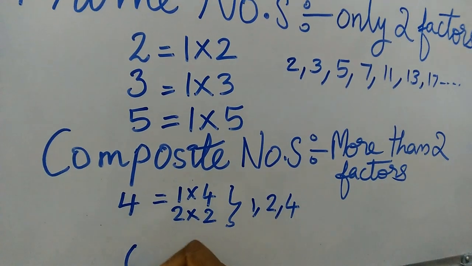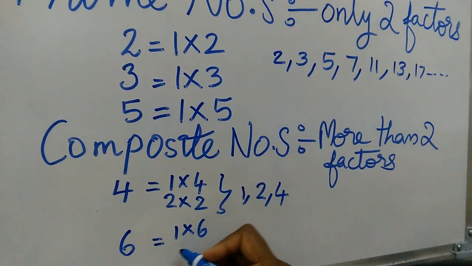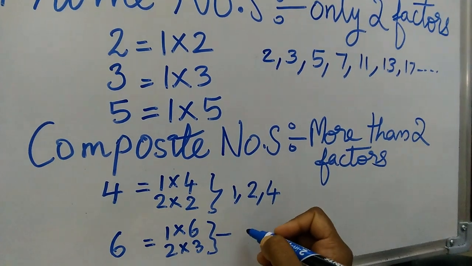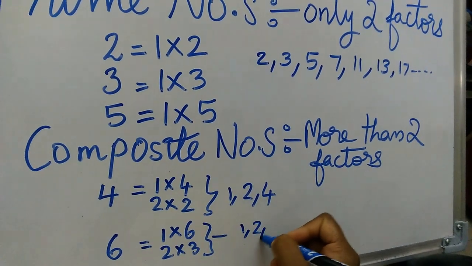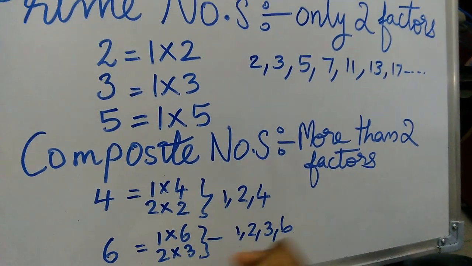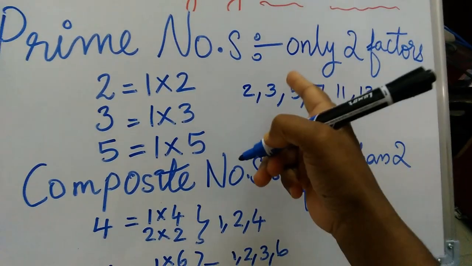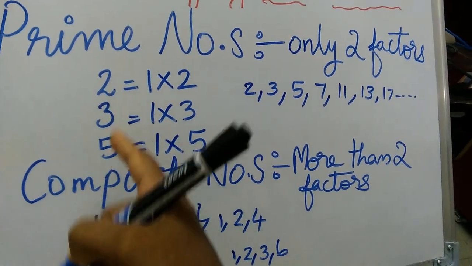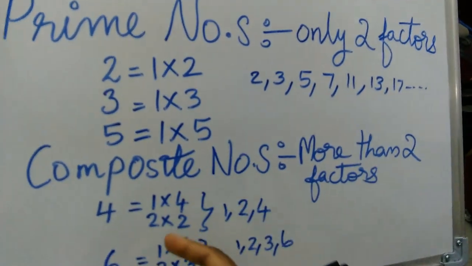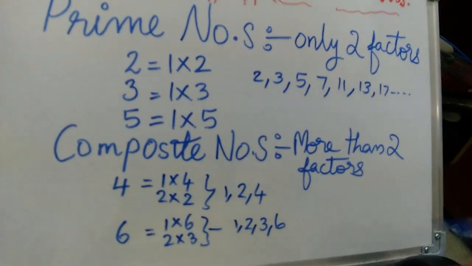Now we can see 6. 6 we can write as 1 into 6, 2 into 3. So what are the factors? 1, 2, 3, 6. Here 4 factors are coming. So this type of number we call composite numbers. Prime numbers have only 2 factors, that is 2, 3, 5, etc. Composite numbers have more than 2 factors. Here 3 factors, here 4 factors.